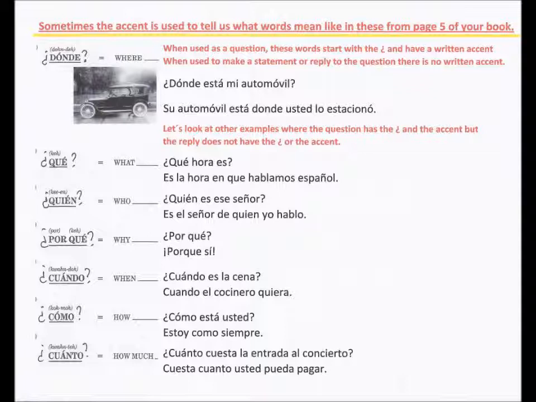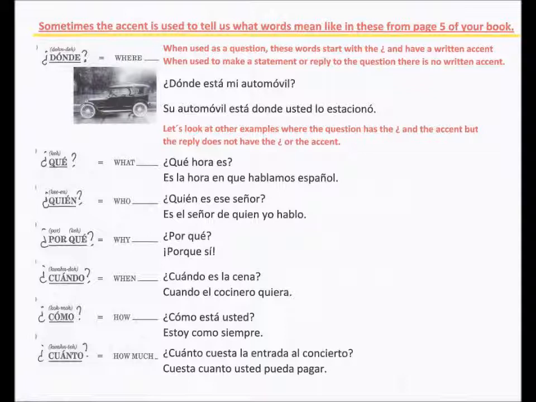¿Cómo está usted? How are you? Estoy como siempre. I am as always. ¿Cuánto cuesta la entrada al concierto? How much is the ticket or the entrance to the concert? Cuesta cuanto usted pueda pagar. It costs as much as you can afford to pay.